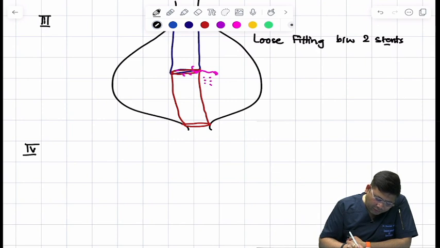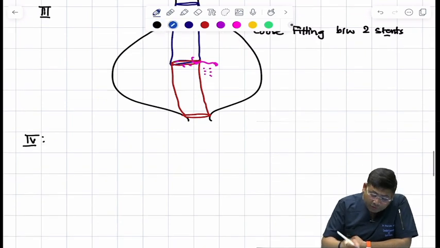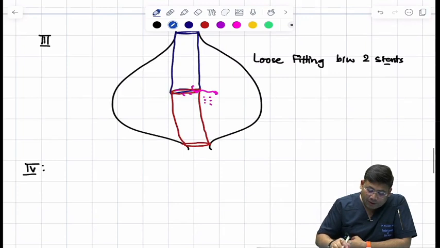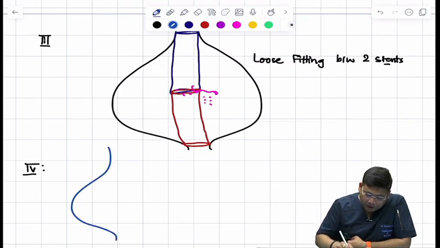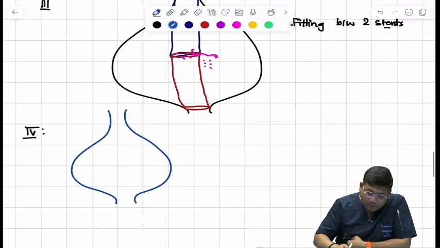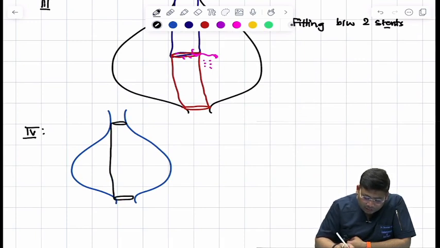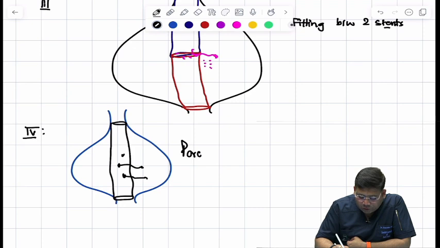Then we have type 4. Tell me, what is type 4? Very interesting. Children, normally the graft that we use is impermeable. Sometimes what happens is that the graft material becomes porous, and if the graft material is porous, the blood might come out of this. So, what is type 4? It is associated with porous graft material, and that is type 4.